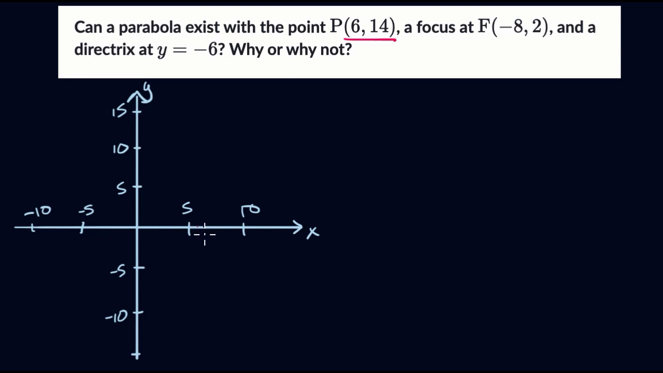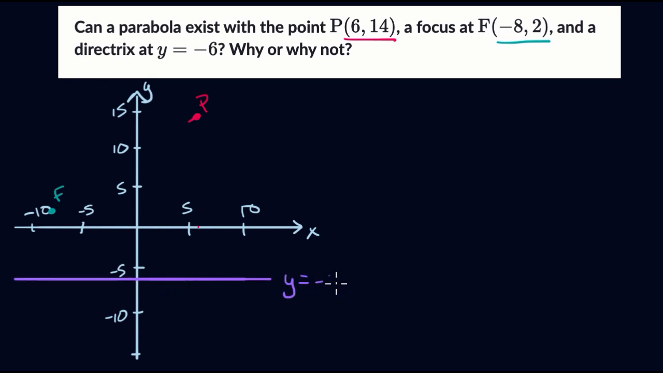All right, so the point is at (6, 14), which is right about there. I will call that P. The focus, (-8, 2), would put us right about there. It's actually quite closer, right around there. So this is the focus. And the directrix at y equals -6 is right about here, right over there.